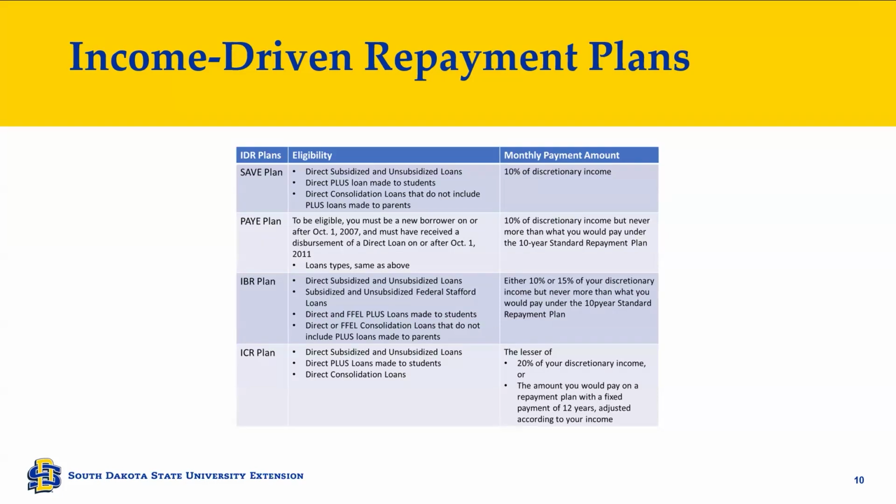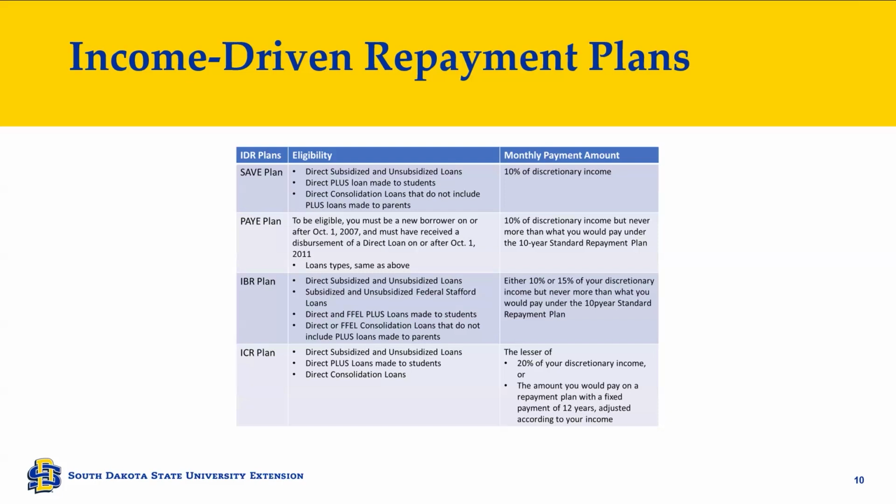With the SAVE plan being in forbearance right now, nothing is getting calculated or counted towards that 15 to 20-year time period. So it's really putting those individuals in a tough spot at this time. But the SAVE plan is the best option if it actually comes into play.